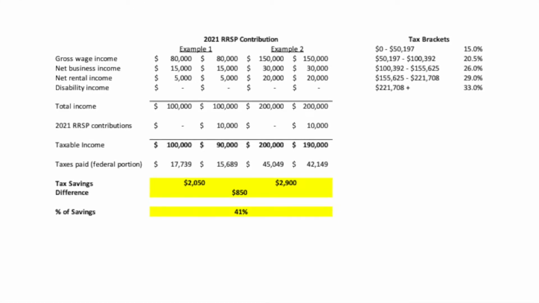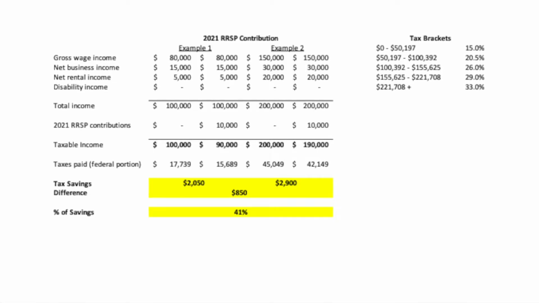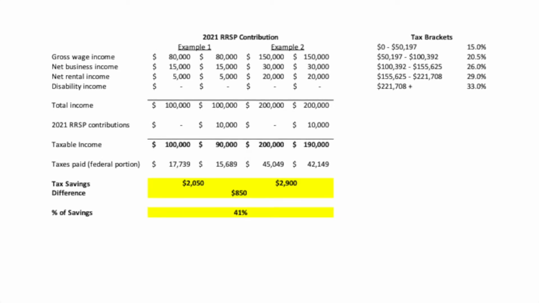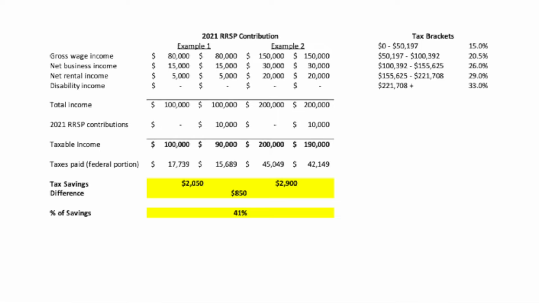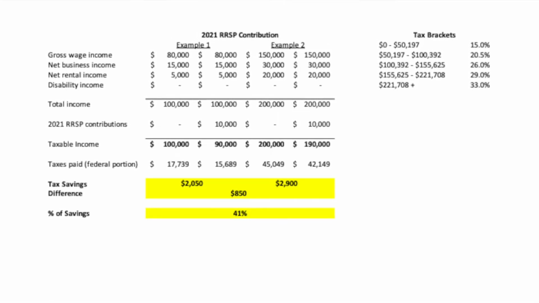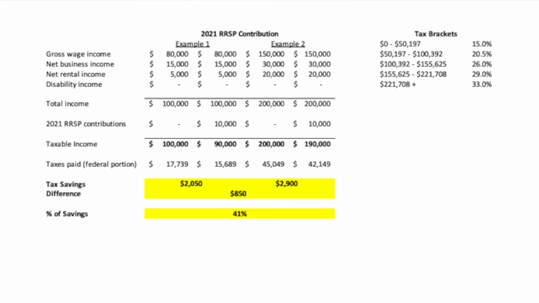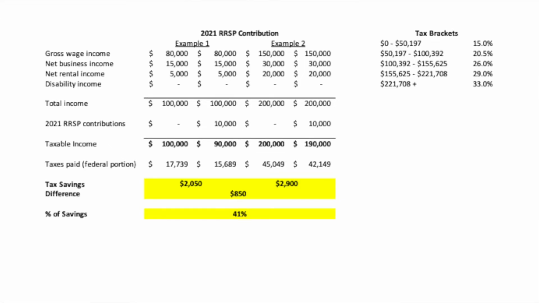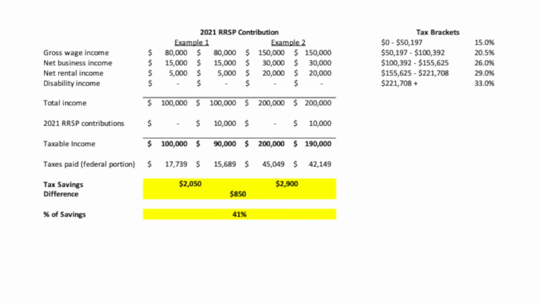Now we go to example two in a higher tax bracket where I had $200,000 worth of income, and the first column has no contributions versus the other for the same $10,000. So I reduce my taxable income again by $10,000. In the first column, I have $45,000 worth of taxes paid, and the second one, $42,000. So I save approximately $3,000. So when you compare the both, I saved around $850 more by waiting to contribute that $10,000 when I'm in a higher tax bracket, which is 41% worth of savings, which is quite a bit if you think about it.